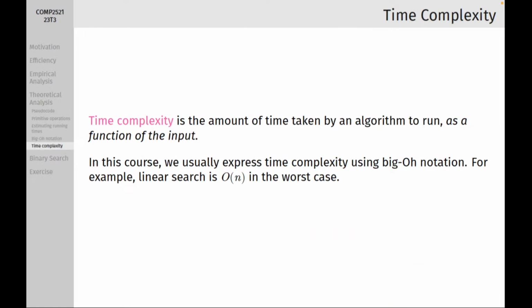But now let's talk about time complexity. Time complexity is one of the big themes of the course. It's the amount of time taken by an algorithm to run, as a function of the input. And in this course, we'll usually express time complexity using big O notation. For example, linear search is O of n in the worst case.